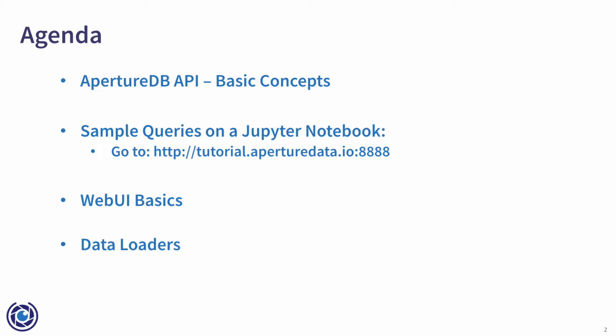Alright, so here are the topics that we're going to be covering today. We're going to go over the basic concepts of the ApertureDB API. We're going to be running some sample queries on a Jupyter notebook that we made available at this address. We're going to be using the WebUI and doing some basic operations to see how we can use this tool for debugging and getting an understanding of what's going on and what is on our ApertureDB instance. And we're going to be using the data loaders to load and essentially ingest data into ApertureDB. This is going to be for both images and metadata information.